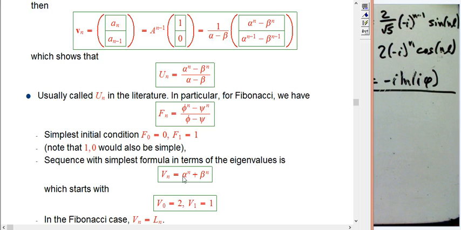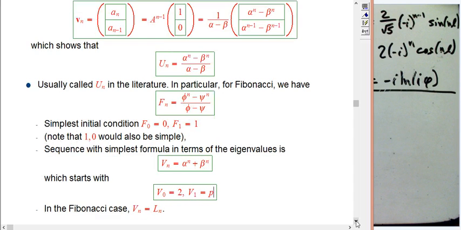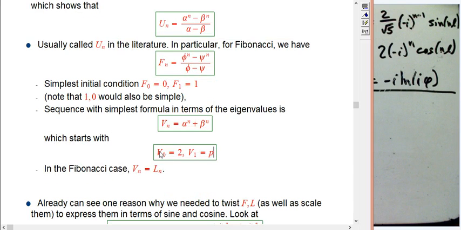Similarly, what's the simplest possible combination of these eigenvalues that you can put in that's guaranteed to be an integer? Well, it's alpha to the n plus beta to the n, because what does that start with? When n equals 0, you just get 1 plus 1, which is 2. When n equals 1, you get alpha plus beta, and remember, one of the special things in this situation is that alpha plus beta is going to be p, okay? I put that 1 there because in the Fibonacci case that's equal to 1. My mistake though.